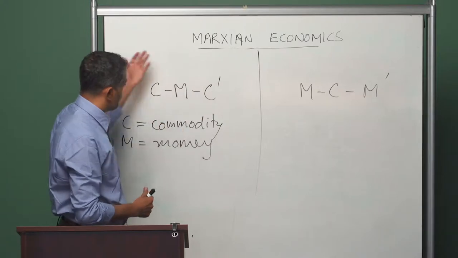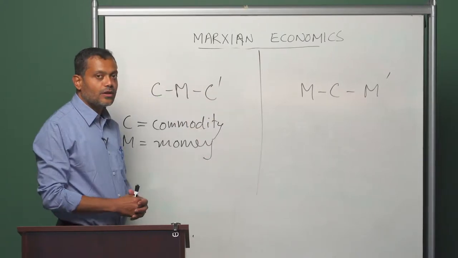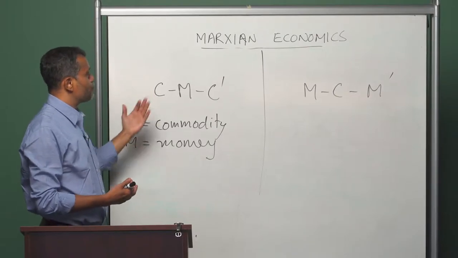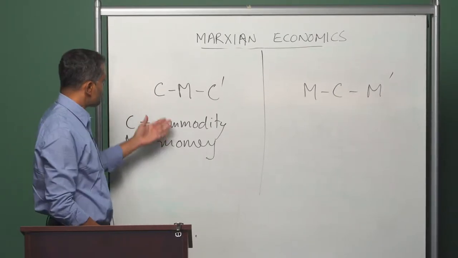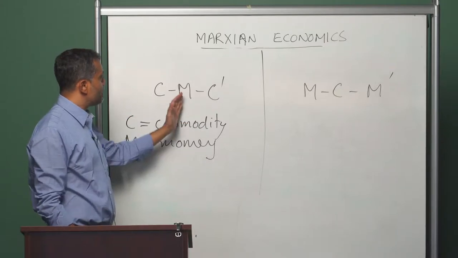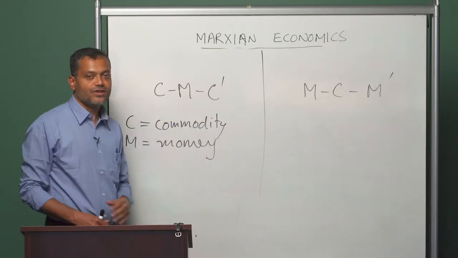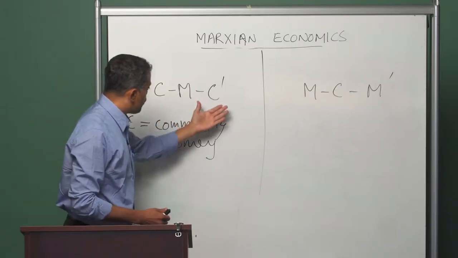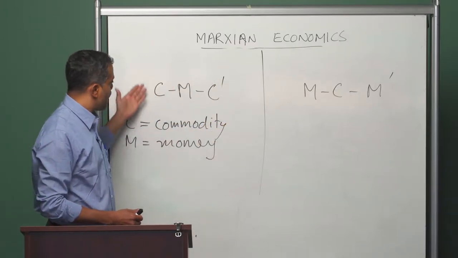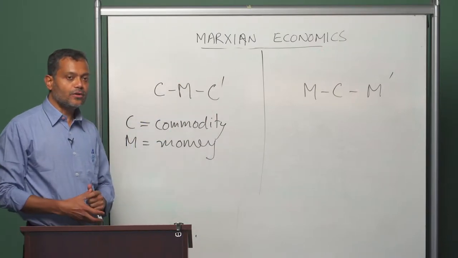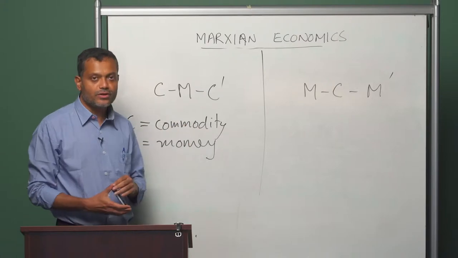What is happening here? In this form of circulation, a commodity owner comes to the market with commodity C, sells it for a sum of money M, and then uses that sum of money to purchase any commodity C prime. What might be the aim of this kind of circulation? Well, the aim of this kind of circulation can only be qualitative.